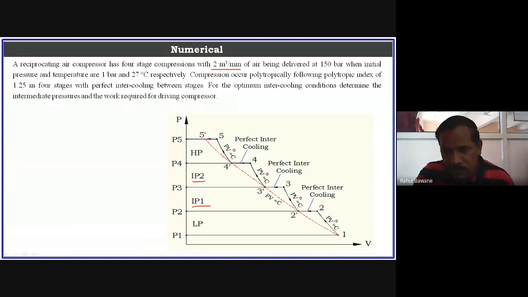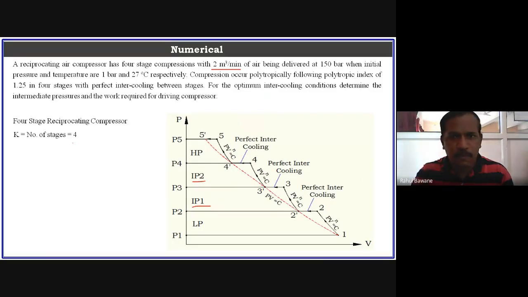If we follow polytropic compression, from 1 to 2, then a perfect intercooler, so T2 dash will be equal to T1. Then again compression up to 3, then perfect intercooling, so again T3 dash is equal to T1. Compression, then T4 dash after intercooling is again equal to T1. So if we provide perfect intercooling, it brings the temperature back to the initial value.